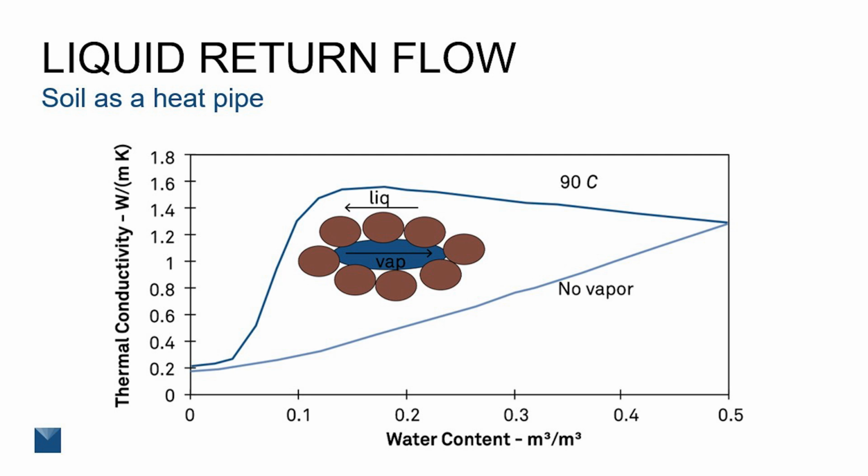At the 90-degree C temperature that's shown here, the heat pipe effect is even more effective in the vapor phase at transferring heat than the liquid water is. So the thermal conductivity up at high water content actually decreases as we increase the water content of the soil.